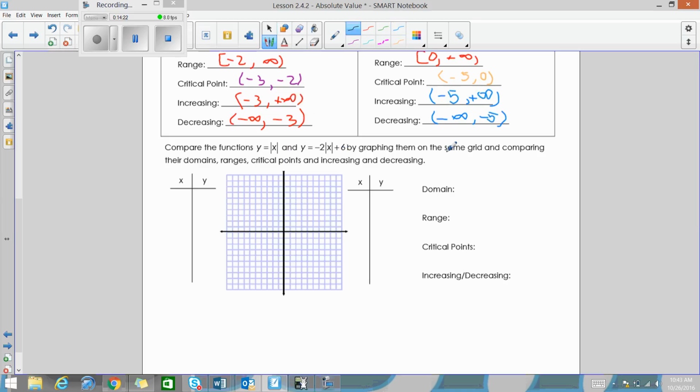All right, so here we go. Last 2, compare the functions. Now, this is an important thing, being able to compare. So I'm going to compare using 2 different colors. I'm going to put this, y equals absolute value of x. That's your parent function. And then y equals -2 absolute value of x plus 6. I'm going to put that in blue. So we're going to compare these 2 on the same grid, compare their domains, range, critical points, increasing, decreasing, basically everything. And really just seeing what's actually happening here.